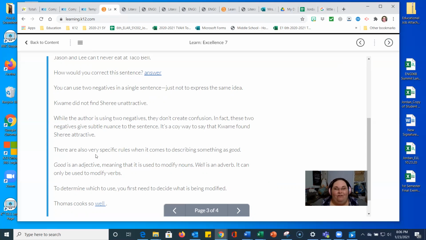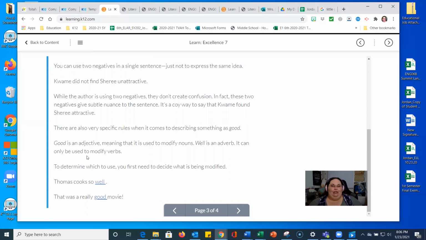There are also very specific rules when it comes to describing someone as good. Good is an adjective, meaning that it is used to modify nouns. Well is an adverb. It can only be used to modify verbs. To determine which to use, you first need to decide what is being modified.